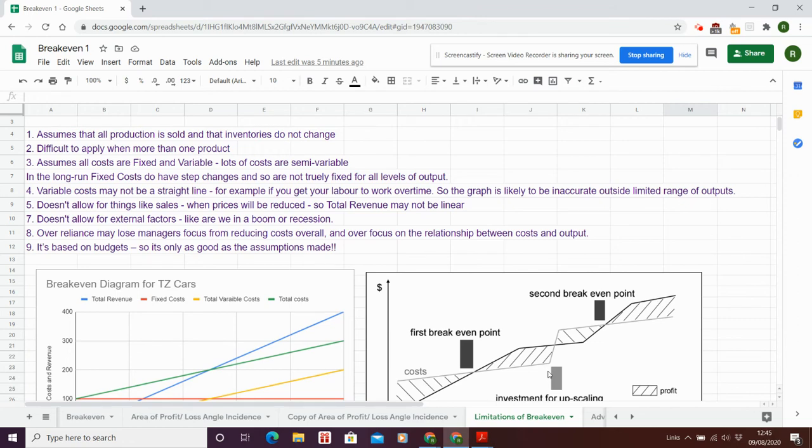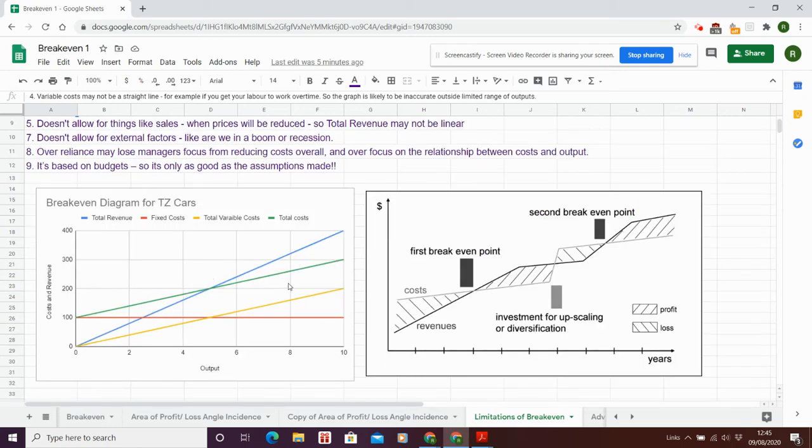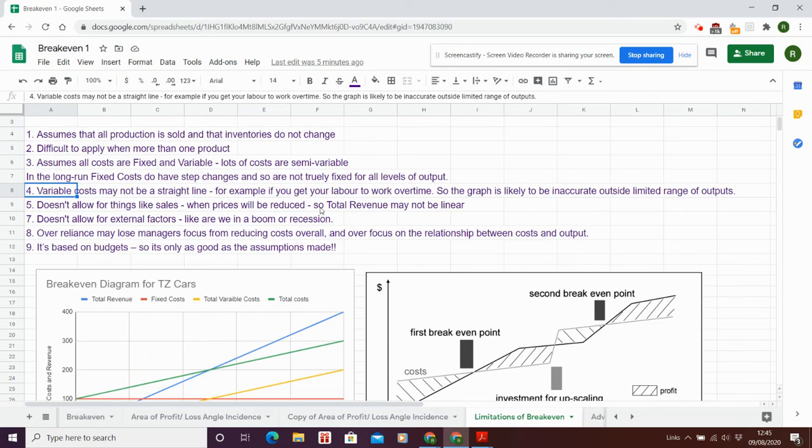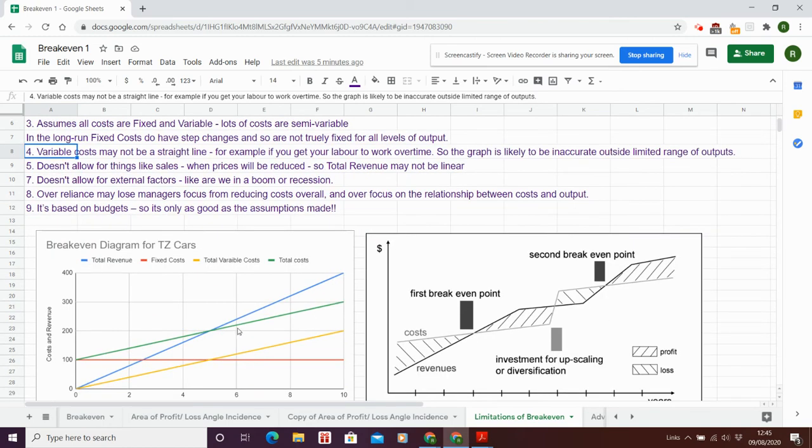Okay, but here we've got semi-fixed costs, and what you can see is actually the costs will go up as a step, and you will end up with multiple break-even points. In the real world, your costs, particularly your variable costs, may not be a straight line. So, for example, at some point, I may require my workers to work overtime. And if I do that, the graph will become steeper for the variable costs at some level of output.